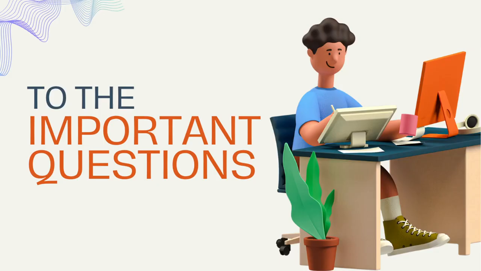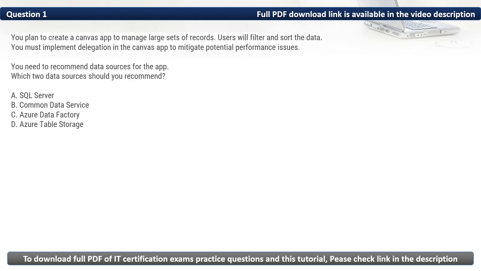To the important questions. Question 1. You plan to create a Canvas app to manage large sets of records. Users will filter and sort the data. You must implement delegation in the Canvas app to mitigate potential performance issues. You need to recommend data sources for the app. Which two data sources should you recommend?